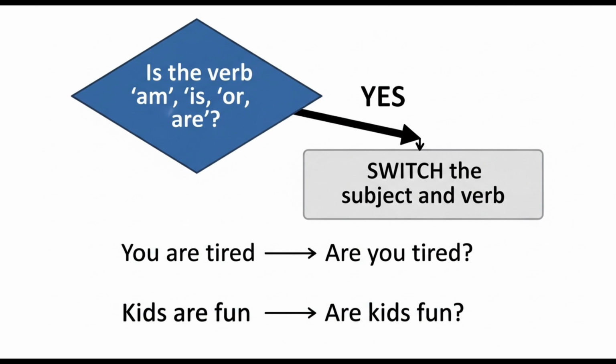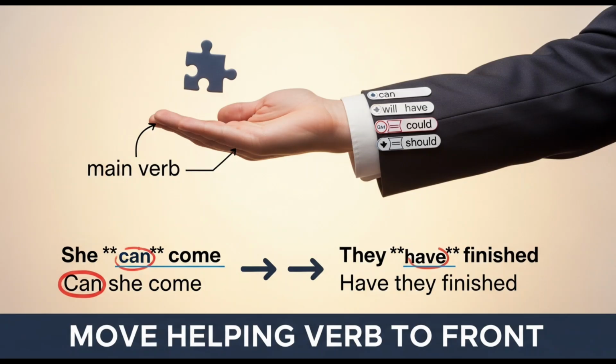So we talked about type 1 be verbs and how you switch them. Let's look at type 2. Type 2 are helping verbs. I'll show you what a helping verb is in a moment. Here is a sentence. She can come here. We have can, which is a helping verb. It helps the main verb come. Can is a helping verb. Come is the main verb.